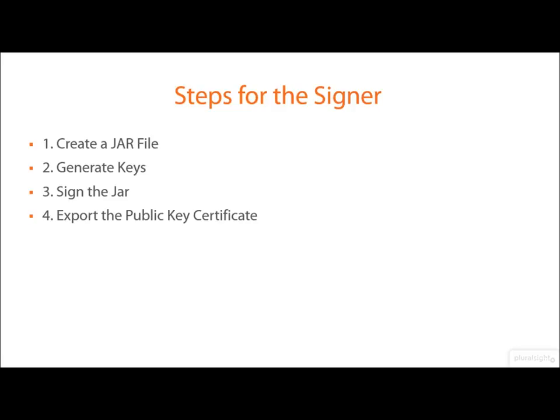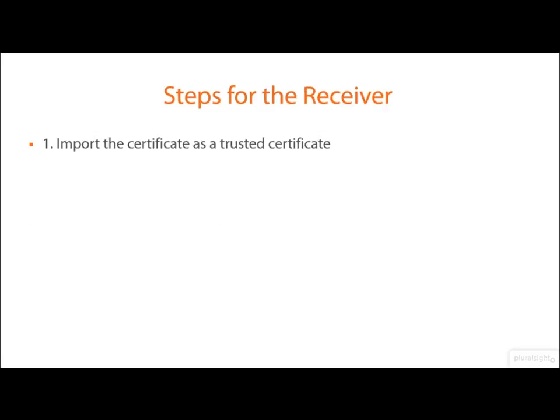The person that's going to use this jar file, the receiver if you like, imports the certificate that we send them as a trusted certificate into the key store. They then edit the policy file to grant permission to the person that signed this jar file, and then they run the code. So let's take a look at how that works in practice.